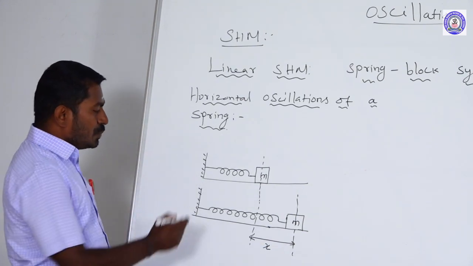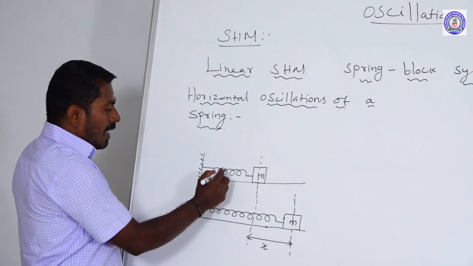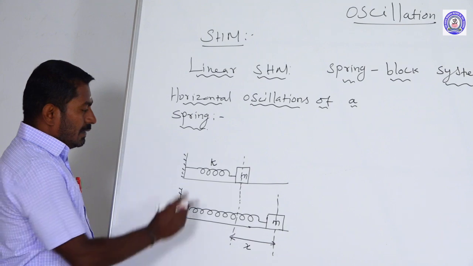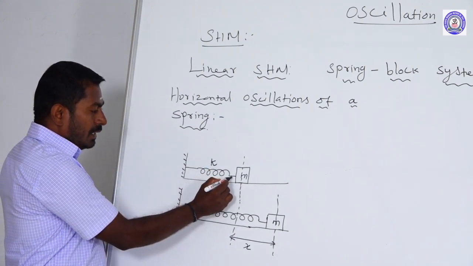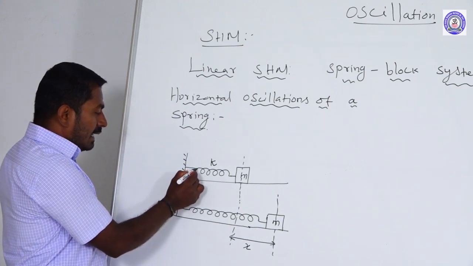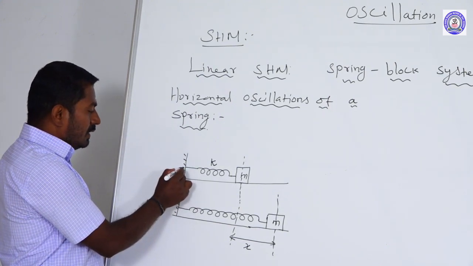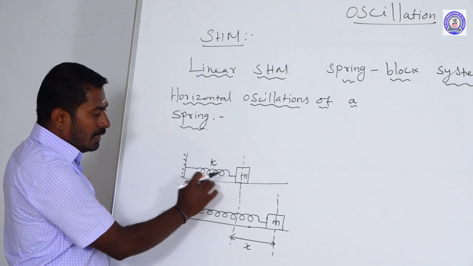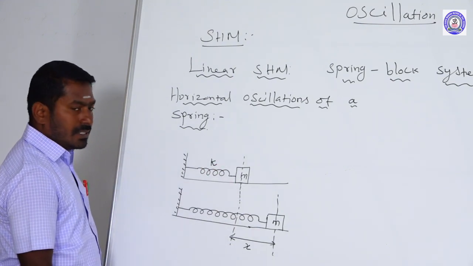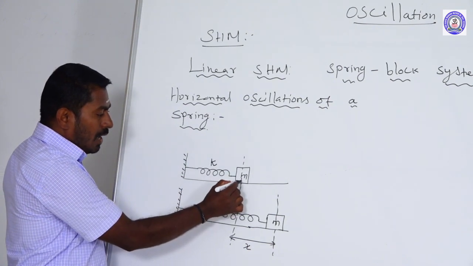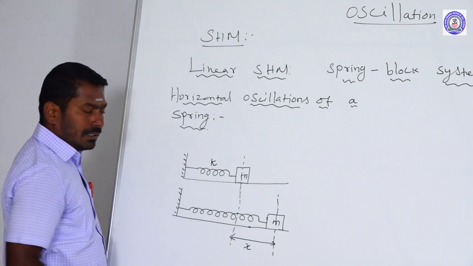Let us consider a spring. That spring has a spring constant or stiffness constant K. One end of the spring is connected with a block of mass M. The other end of the spring is connected with a rigid support. That entire system is placed on a horizontal smooth surface. Initially, the block of mass M is at its equilibrium position.